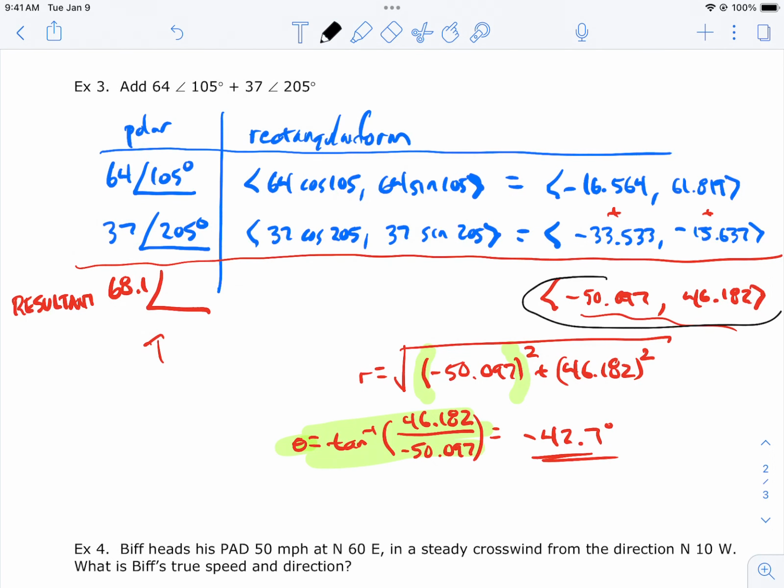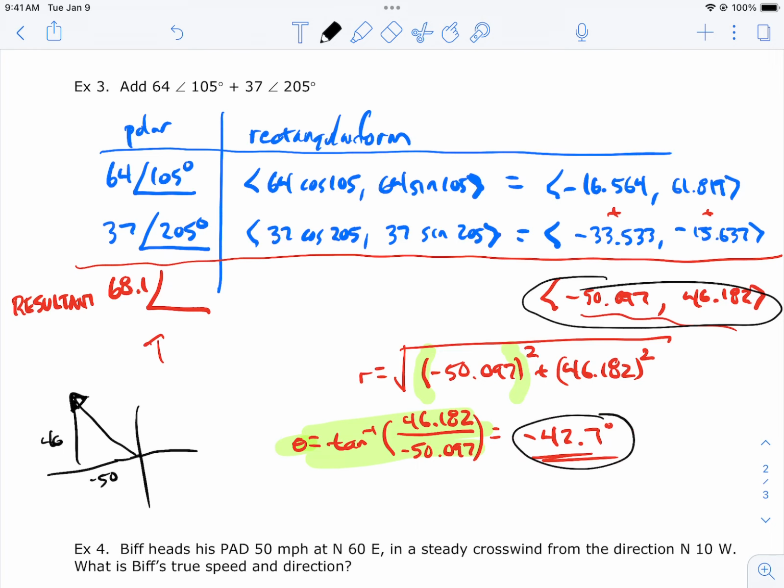Because this is our answer, right? It's a negative 50, which means back here someplace, and up here. That's roughly a negative 50 and a positive 46. It's over there. It's in the second quadrant. The vector is up here someplace. Well, where's this angle? It's not pointing up there. This angle is pointing down here.